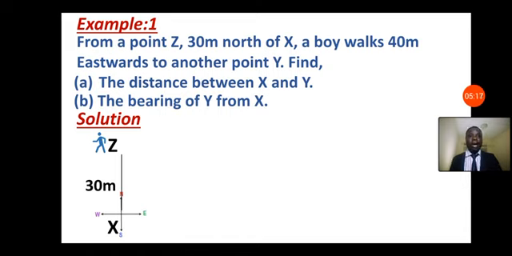Now that I am now at point Z, the question says the boy walks 40 meters eastward to another point Y. Now I draw my cardinal at point Z. I'll go towards the eastern direction, something like this. Good. To the point Y, and that should be 40 meters.